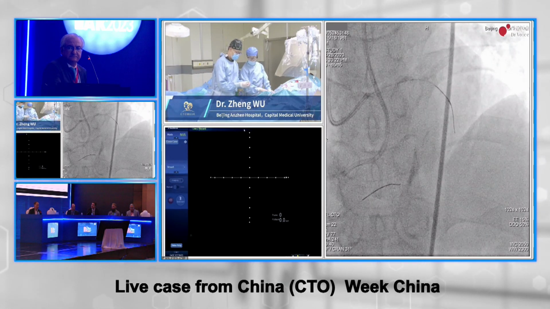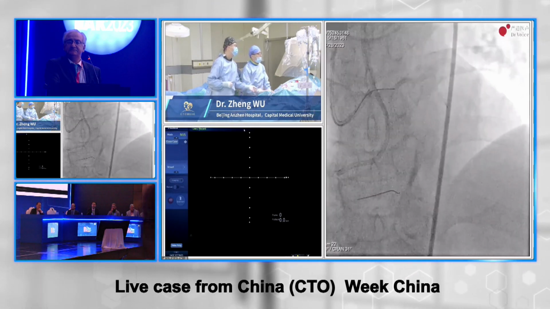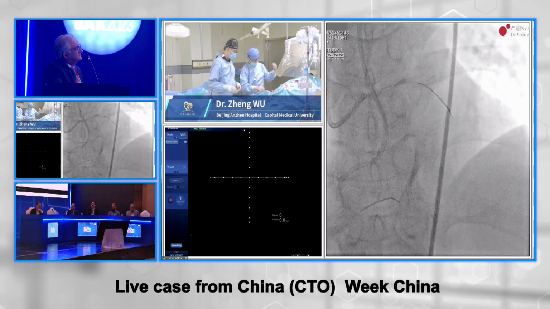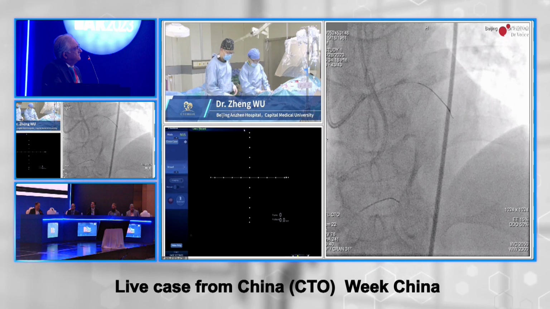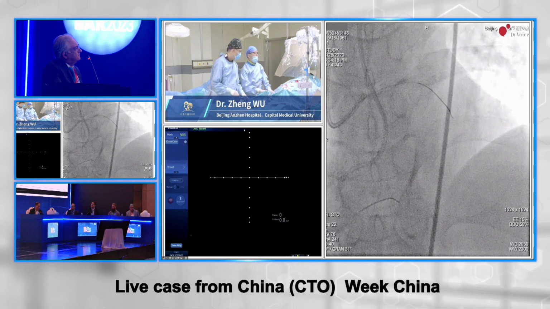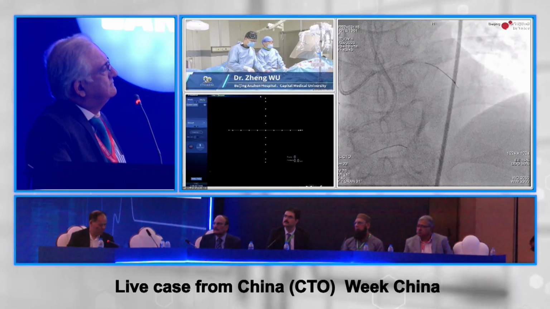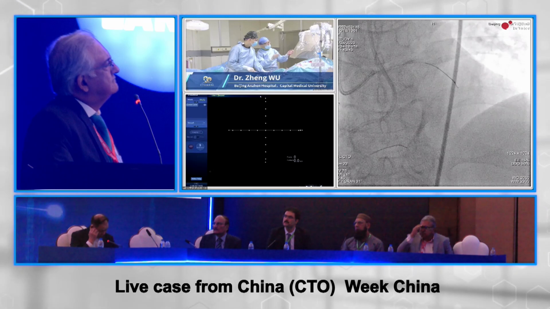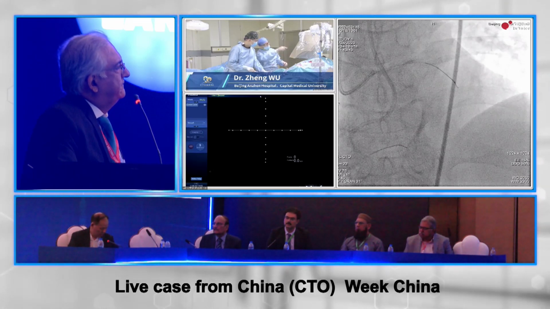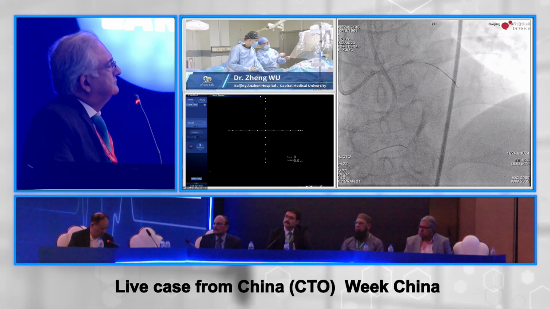My next step for the procedure, I want to reshape a big angle because I think the poor landing zone and the calcification, I don't want to use a stiffer wire. I still try to use the polymer jacket wire, but I will make a bigger bend, and I will try a little bit for sending my wire to the distal. But if failed, I will send the wire to the diagonal.